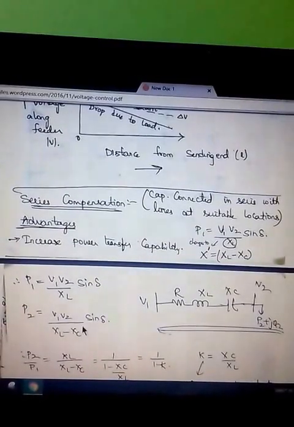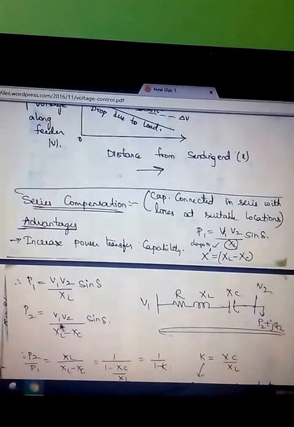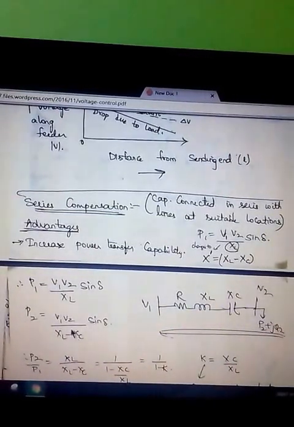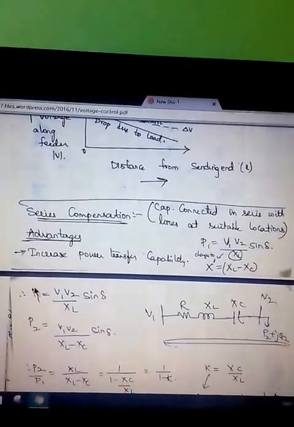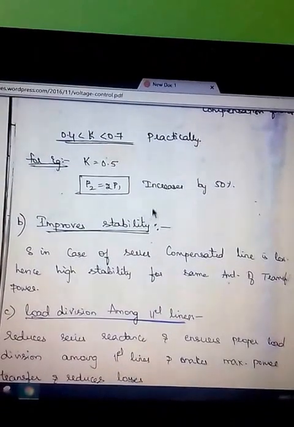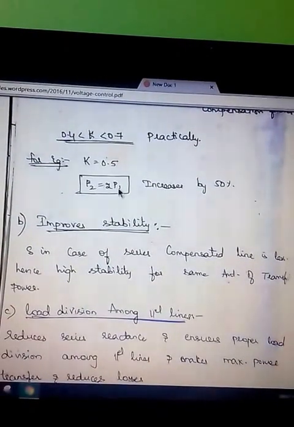If you connect a series capacitor, the resultant reactance is XL minus XC. When the denominator decreases, power transfer increases. It implies real power will be increased. Practically it will be increased by around 2 times.